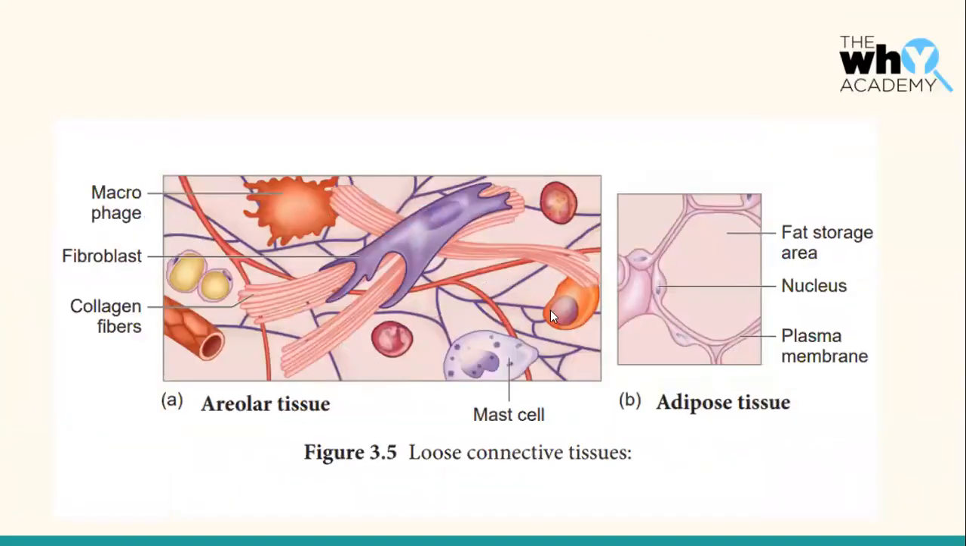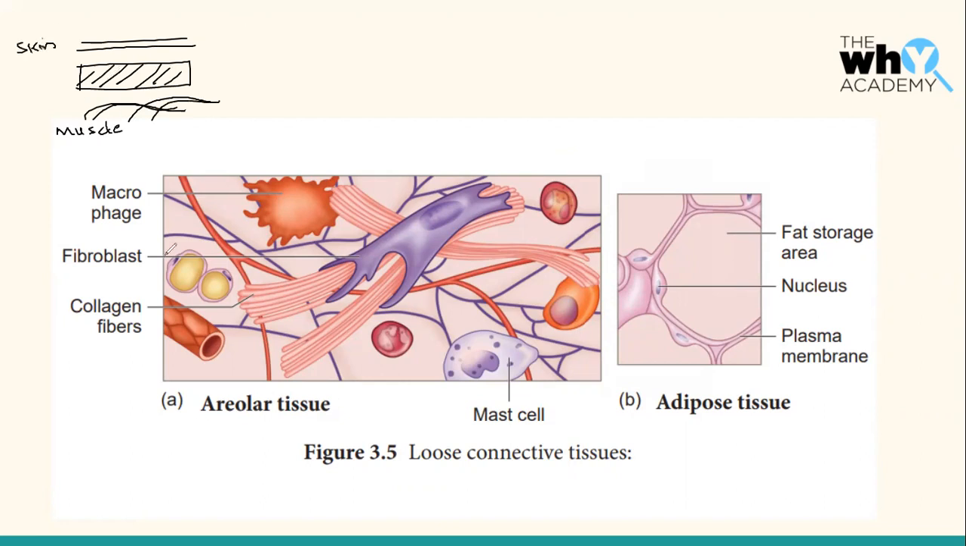So here are the two cell types. Areolar is usually found between the skin and the muscle. Let me draw it. So this is your layer of epidermis. Areolar will usually be found here, and this is your muscle and skin. So this is areolar. And areolar has all these different components floating inside. What are they? This is macrophage. It is a type of WBC.